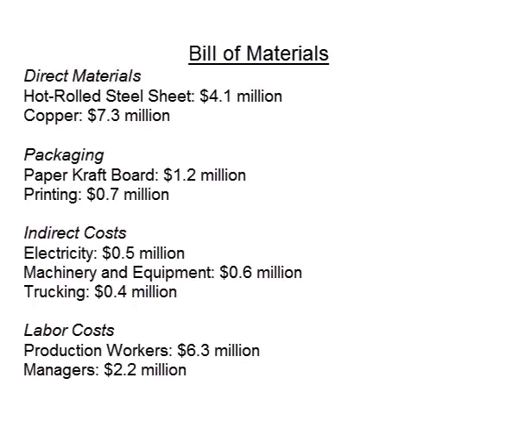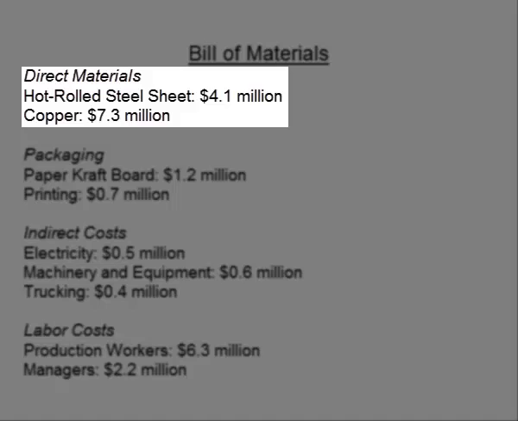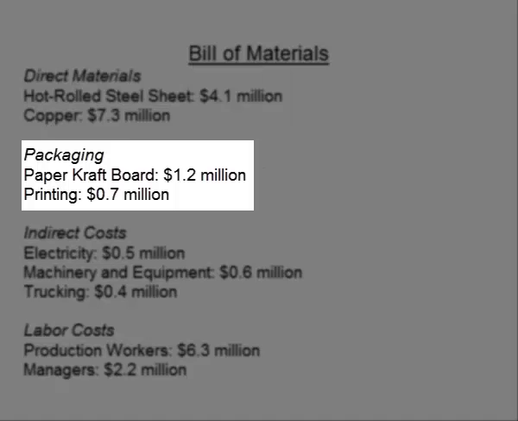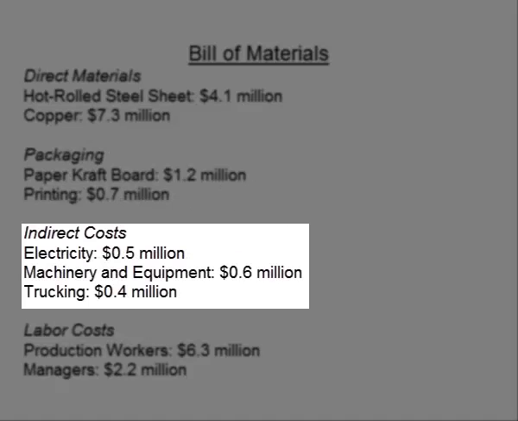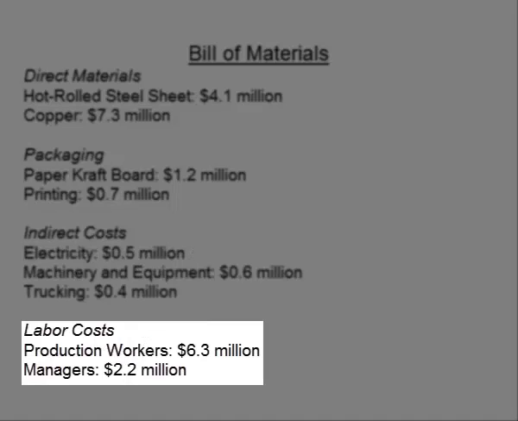Our bill of material includes material costs, like steel and copper, packaging costs, like paper, craft board, and printing, indirect costs, like electricity, machinery, and trucking, and labor costs.